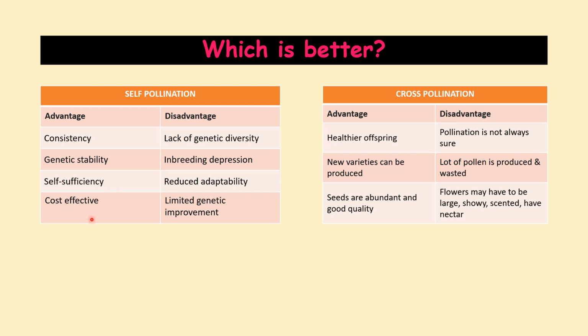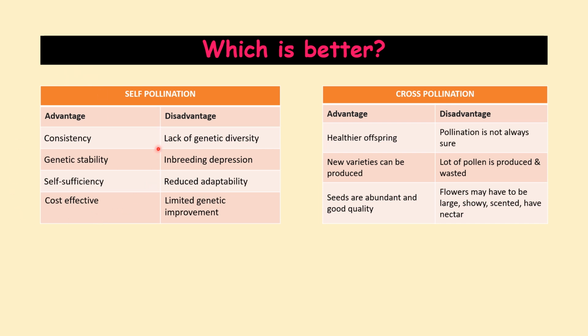This is a very cost-effective process for the plant, because in case of self-pollination, since the pollination is happening within themselves, the flowers need not be showy. There is no need of having brightly colored, big, attractive petals. There is no need of producing huge quantities of pollen. So it is less taxing for the plant.